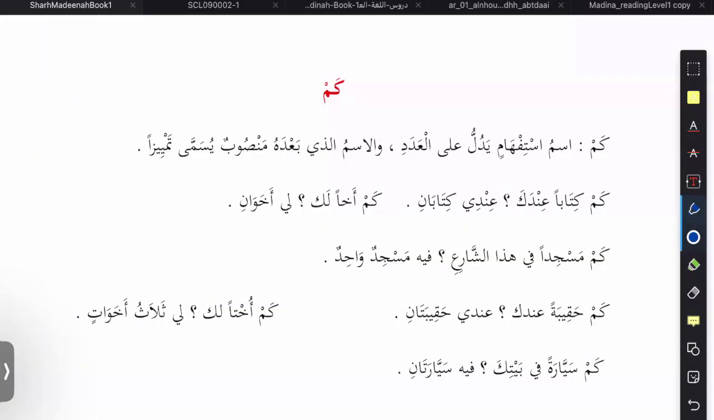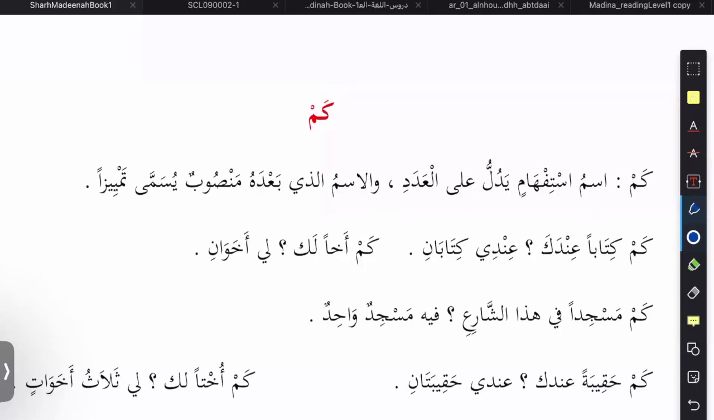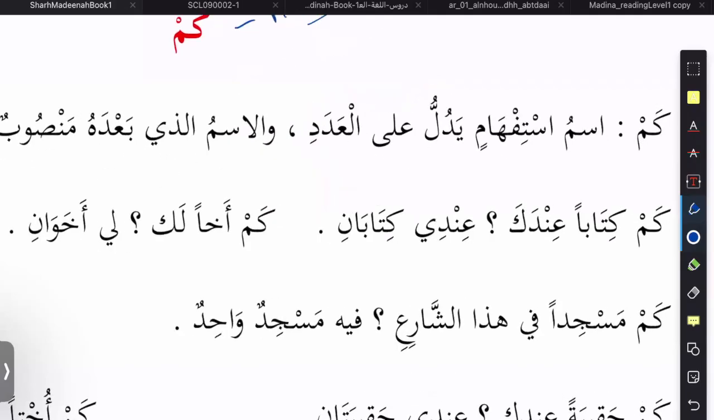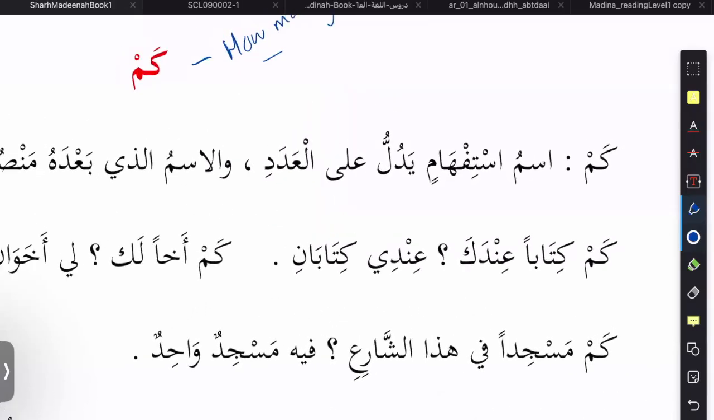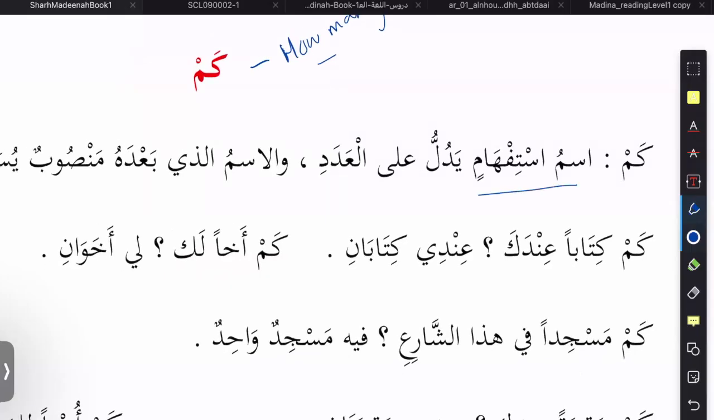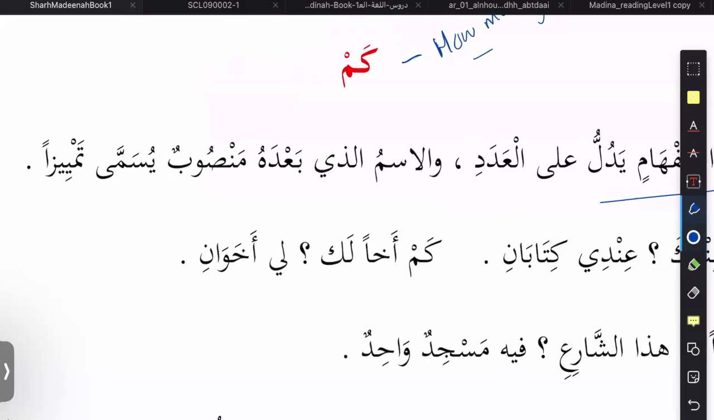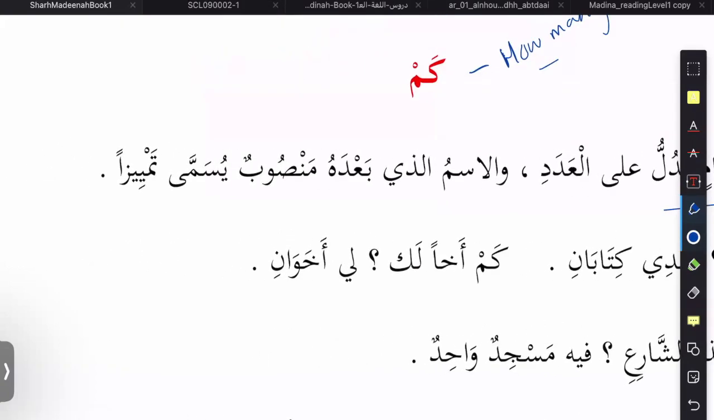The next small topic we have in this lesson is kam. We use kam to ask about quantity, okay? Ask about quantity. So we say, how many? Okay. So for example, he says here, كم اسم استفهام يدل على العدد. So it is a question noun which indicates the number. والاسم الذي بعده منصوب يسمى تمييزا.